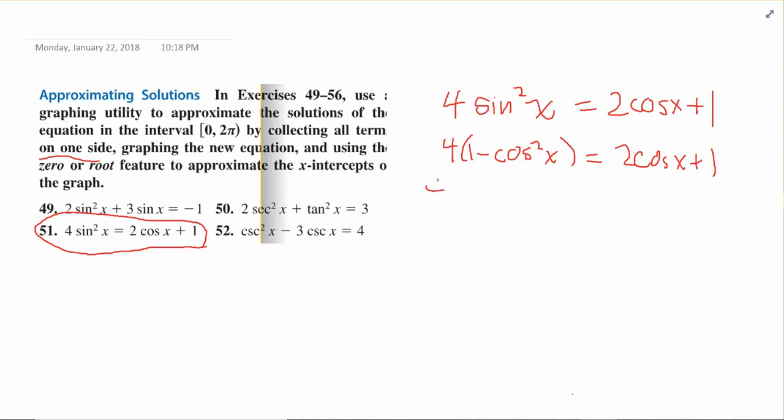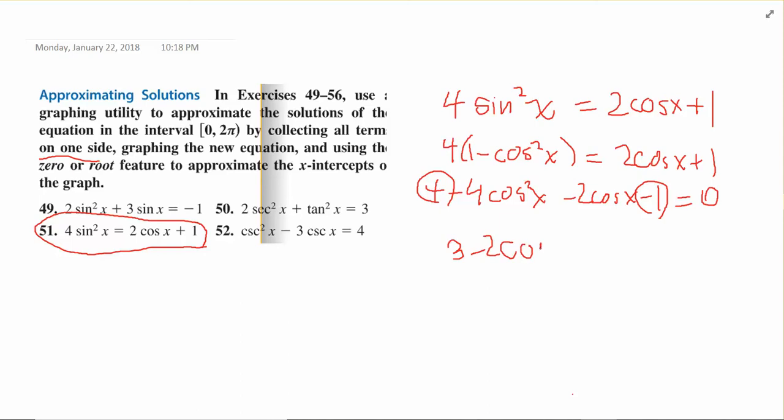And so I get 4 minus 4 cosine squared x minus 2 cosine x minus 1. Now I notice we got some like terms here, negative 1 and a positive 4. So that would give me 3. And let's put it in descending order. Minus 2 cosine x minus 4 cosine squared of x.